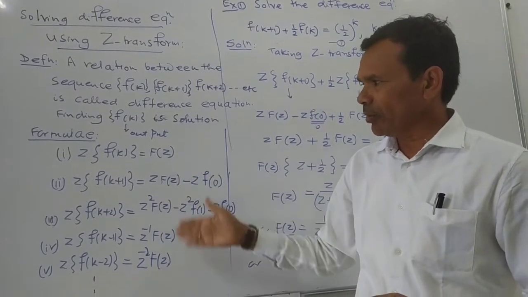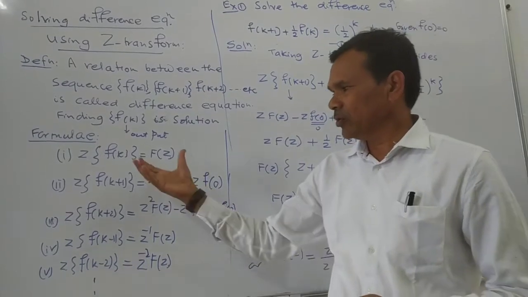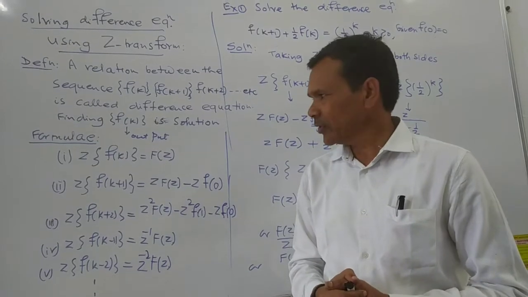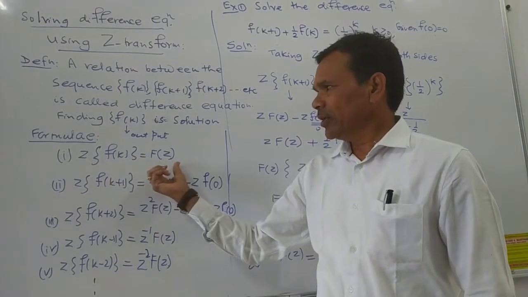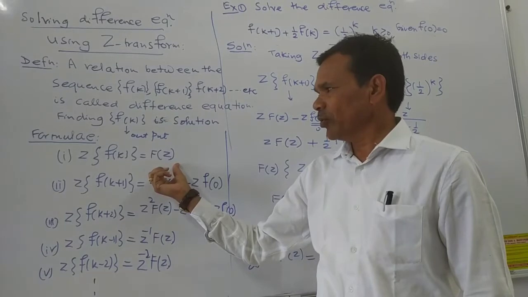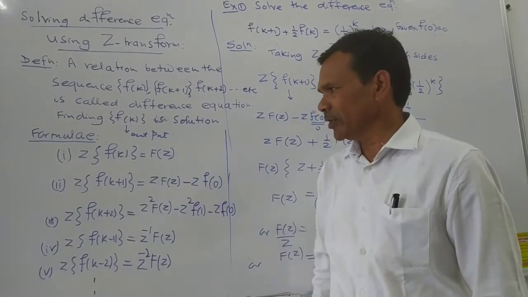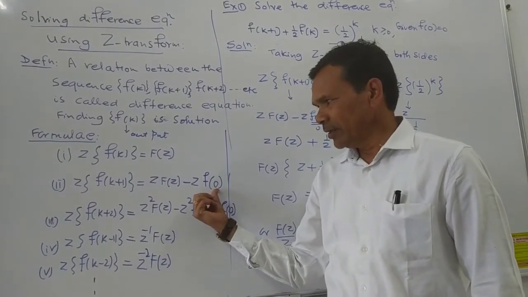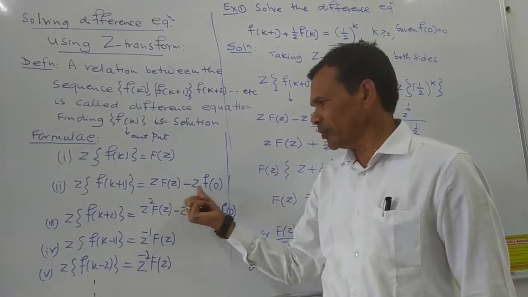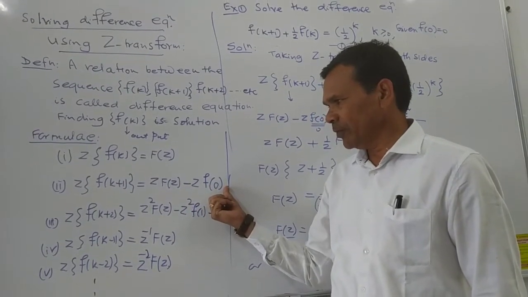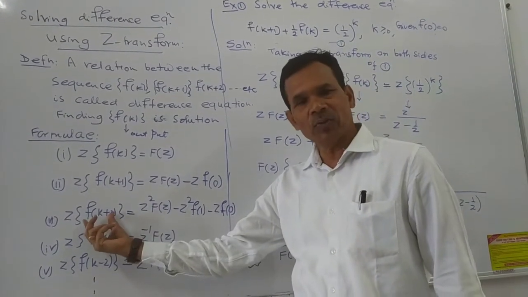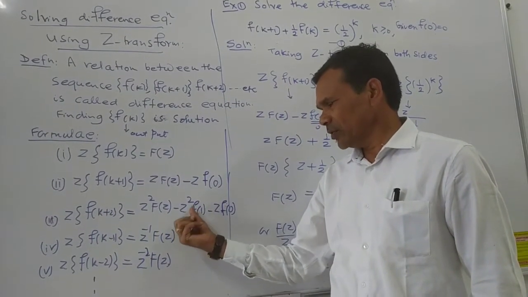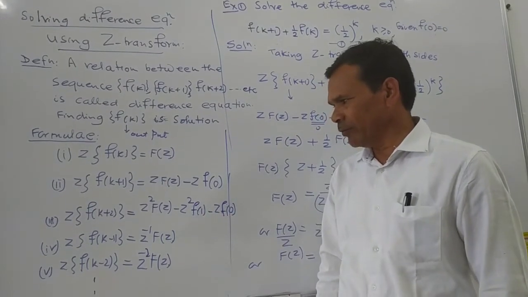So let us see some formulas here. These are prerequisites to solve the system or to solve the difference equation. The first one, Z transform of the sequence f of k, it is naturally f of z. Z is the complex number. Z transform of f of k plus 1, the formula from the first shifting theorem, it is Z f of z minus Z f of 0. The next is Z transform of f of k plus 2, Z square f of z minus Z square f of 0 minus Z f of 1.